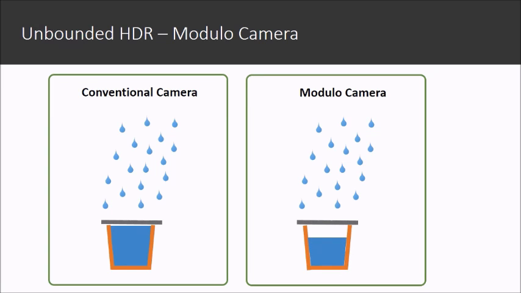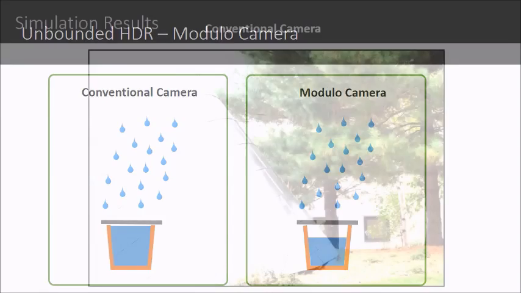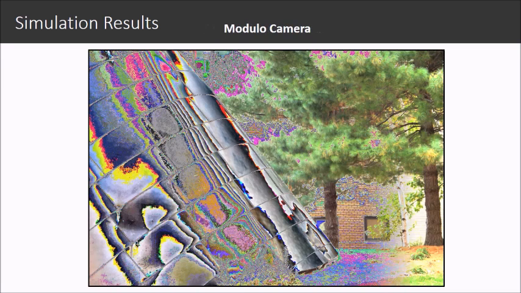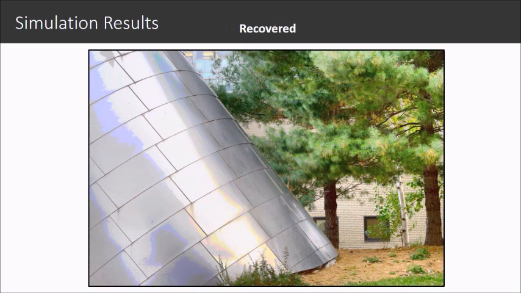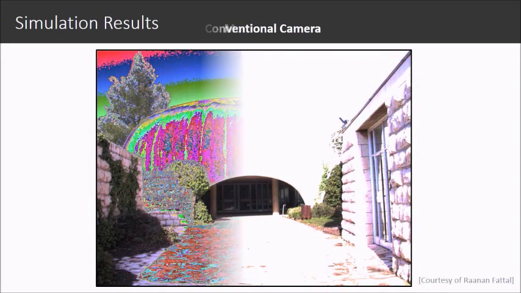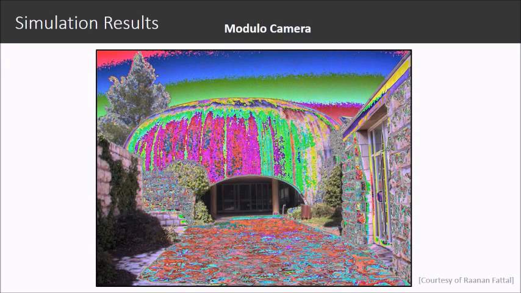When the shutter closes, the modular camera still preserves some useful information, while the conventional camera only gives a white pixel. After capturing, we restore the pixel values with our proposed algorithm. Here are more examples. Even with a large region of saturation, our method can still recover the information.